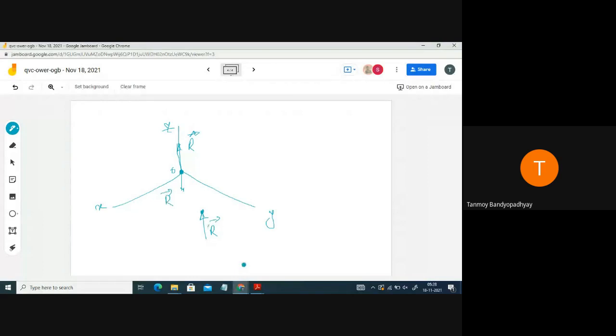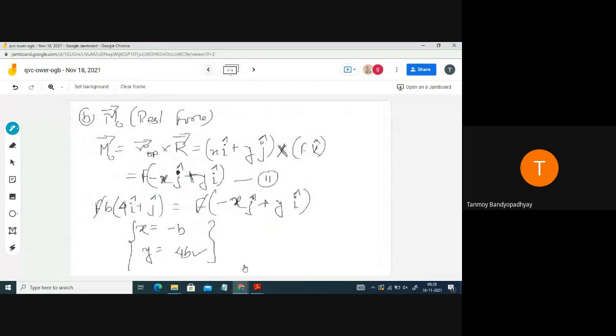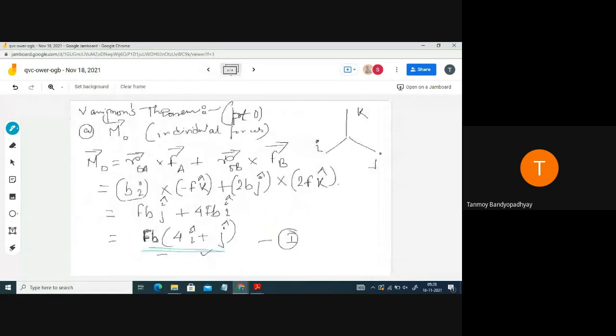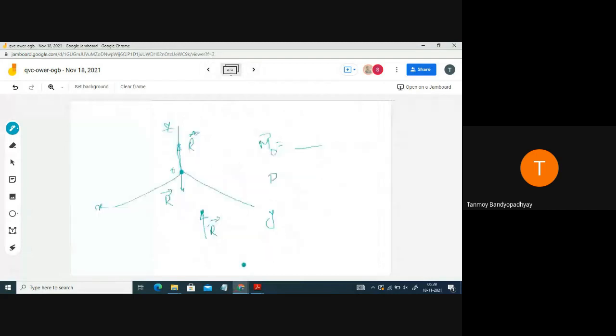So what is the moment? The moment should be equal to what we had calculated, this one or that one, anyone you can take. So this M0 will be acting there. The force couple system is the resultant force at the point O, and there is a moment whose value is 4Fb times 4 i cap plus j cap. So this is the force couple system at the point O. Clear?